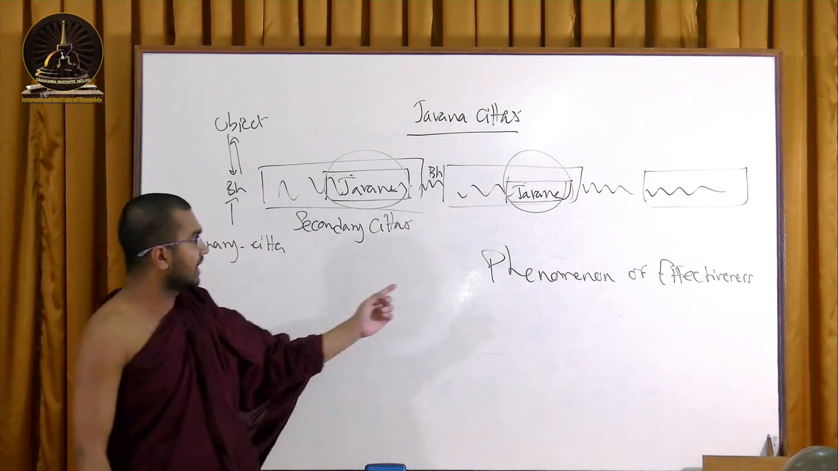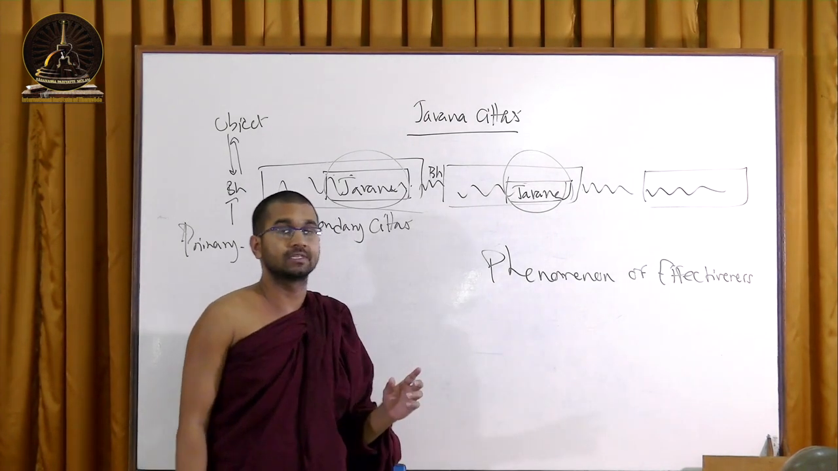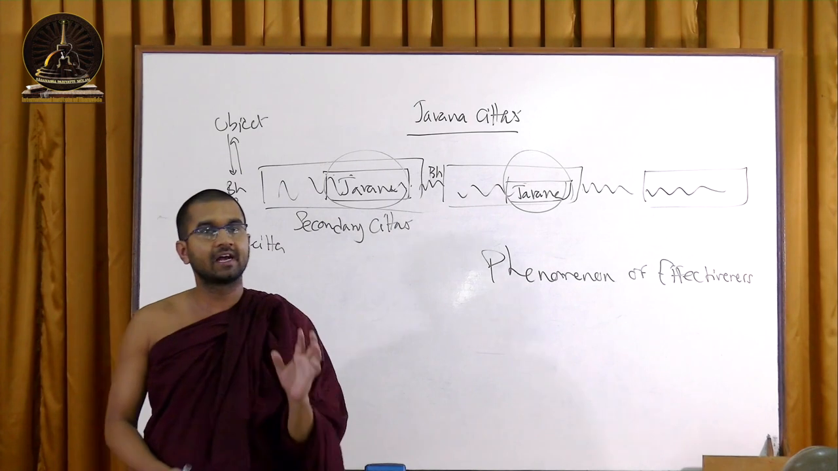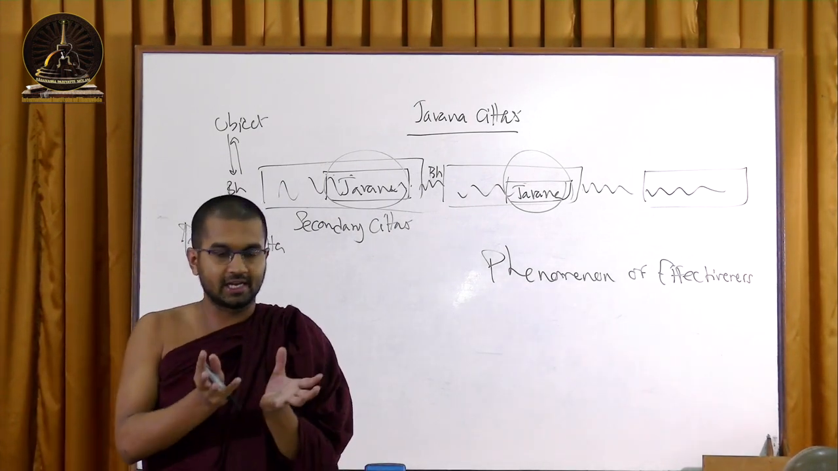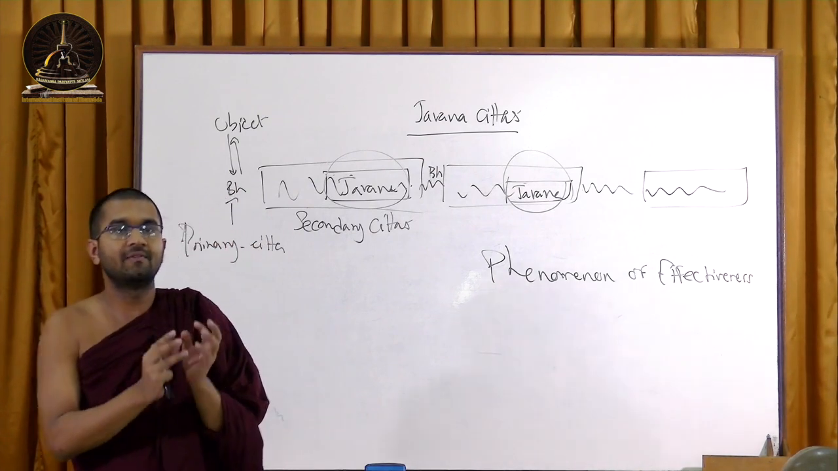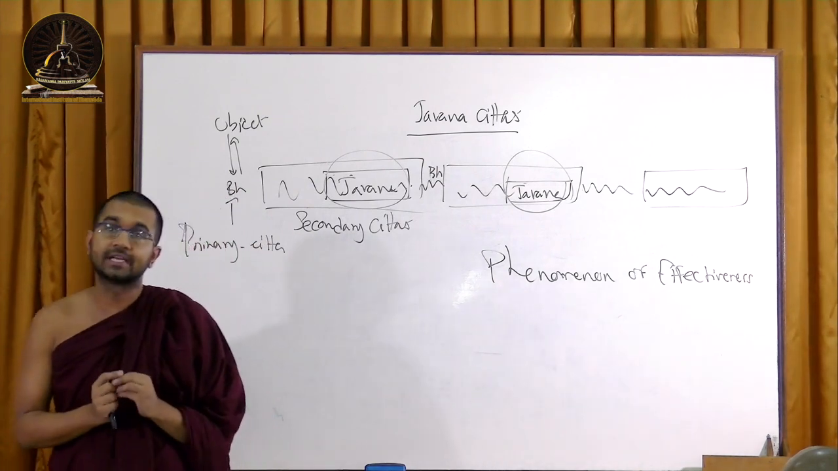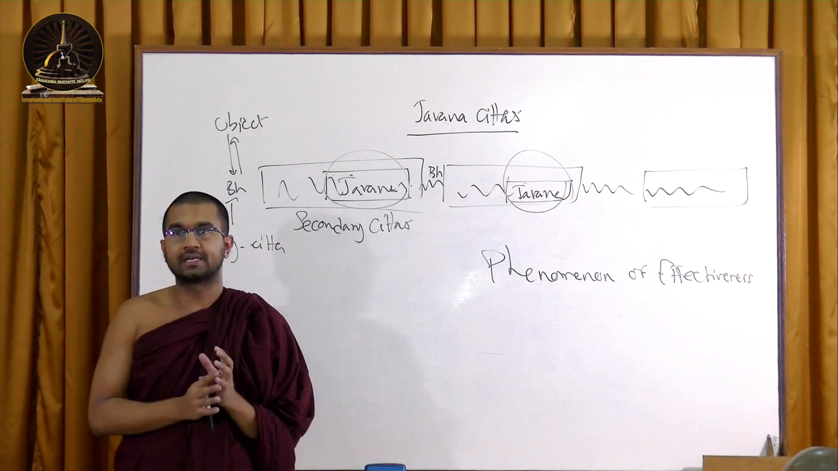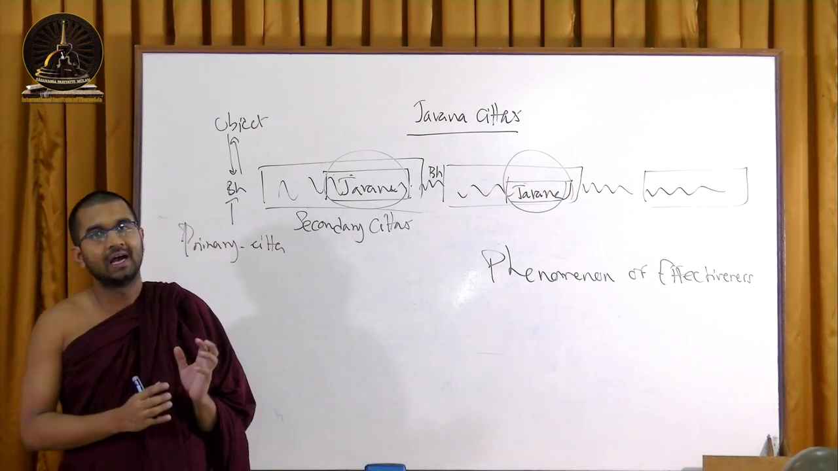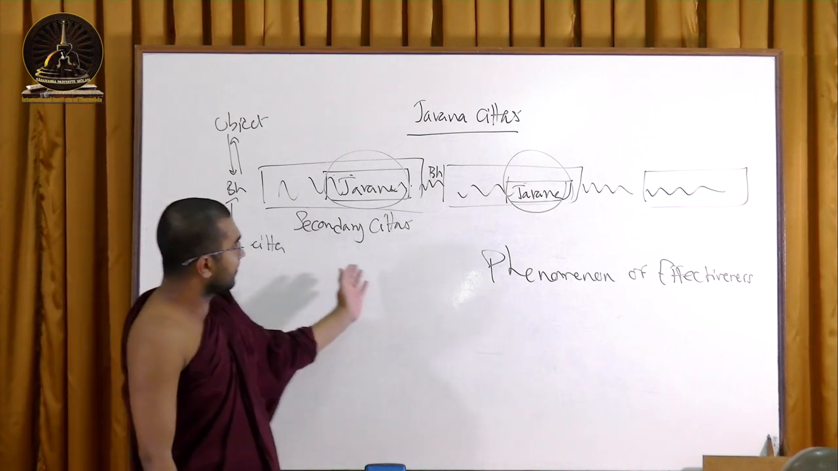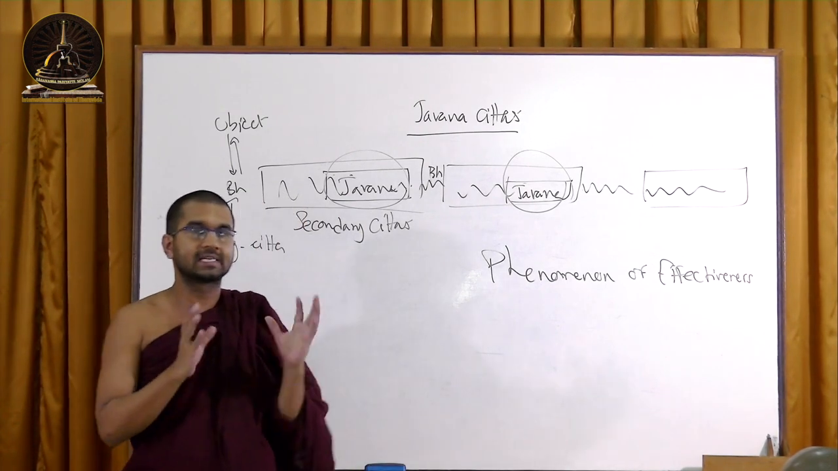So that is what we call a phenomenon of effectiveness. It means a citta will never arise without vedana. It means all the cittas, when the collective cognition happens, will always taste the flavor of the object. It will always recognize the object. There is no citta which arises without the sanya. So this phenomenal effectiveness means to know the objects clearly.